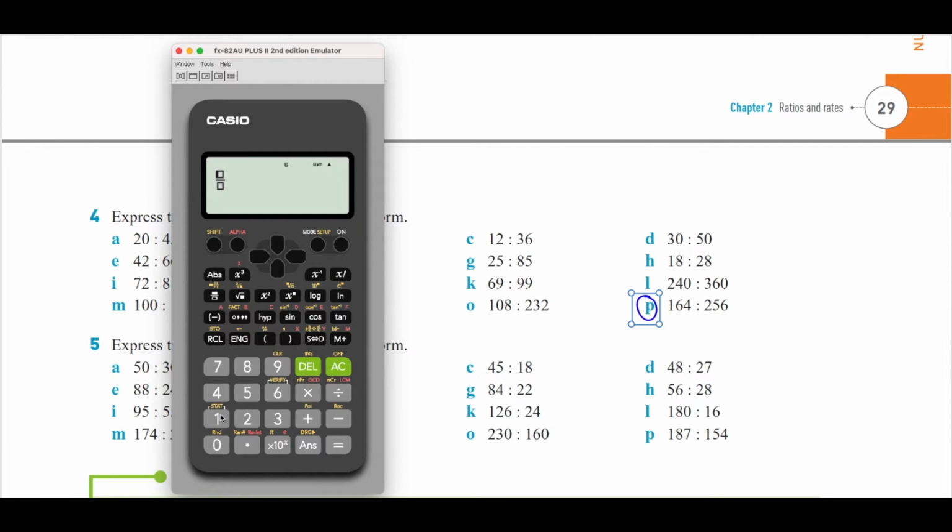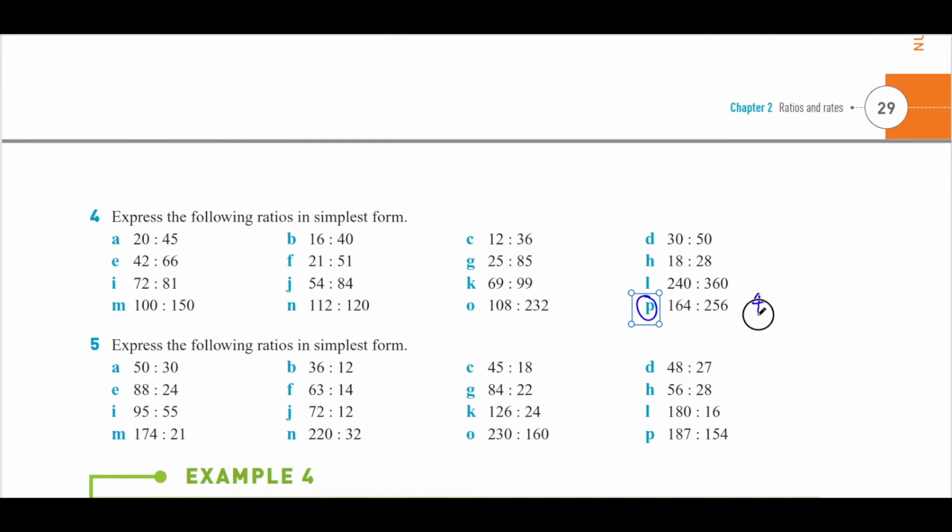Type in this thing, do 164 over... Actually, better to write it as a fraction, because then you don't need to convert it to a fraction in the answer. So what is this equal to? 41 to 64. So the answer is 41 to 64. Remember to write your answer as a ratio, because it's asking you to simplify the ratio. Do not write your answer as 41 over 64, because that would be incorrect. That would be a fraction.